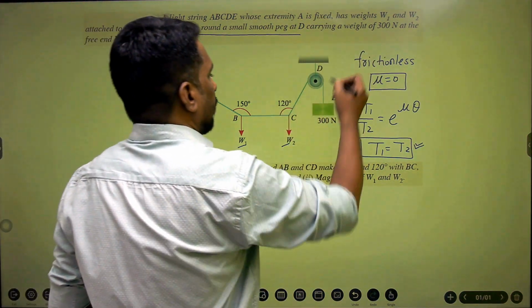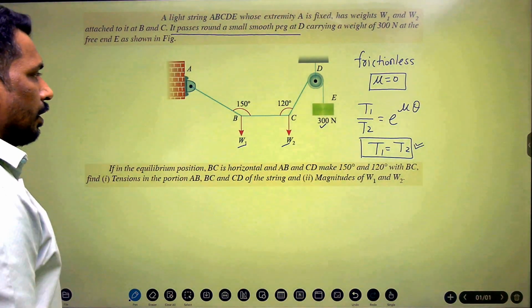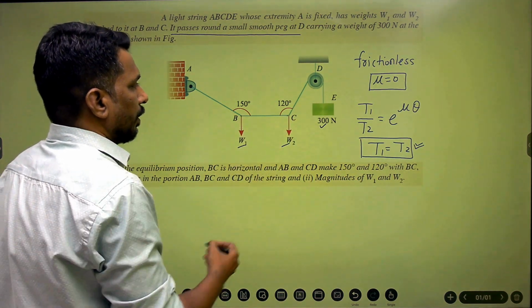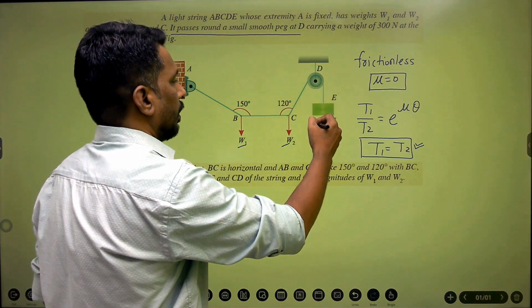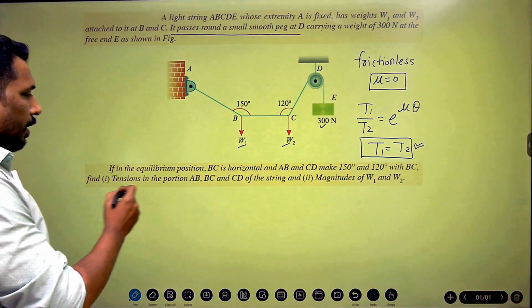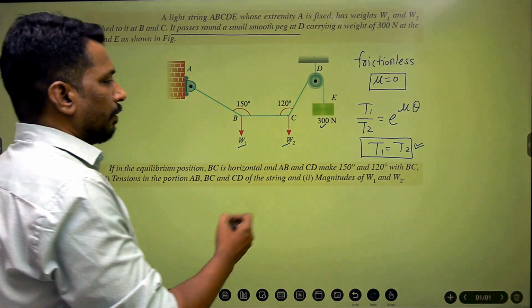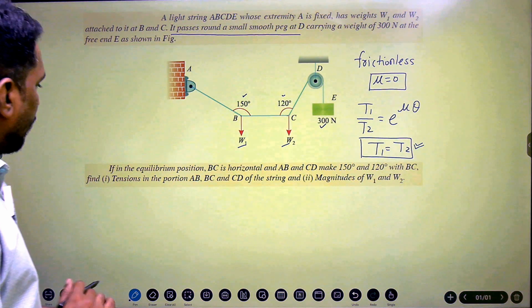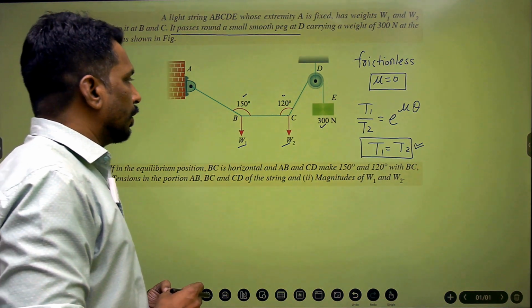It is carrying a weight of 300 Newton at the free end E, as shown in the figure. So till now we have weights W1 and W2 suspended from points B and C, and then the segment of the cable is passed over a smooth peg, and it is also carrying a weight of 300 Newton at point E. If in the equilibrium position BC is horizontal, and AB and CD make 150 degree and 120 degree angles, you can see these angles are mentioned here with BC. Find the tension in the portions AB, BC, CD of the string and the magnitudes of W1 and W2.